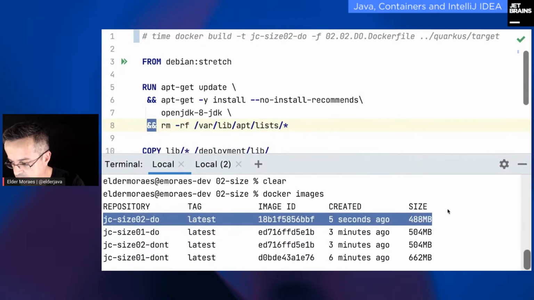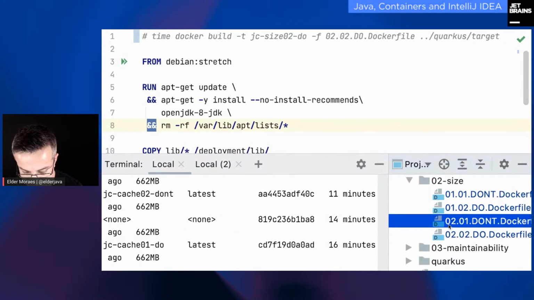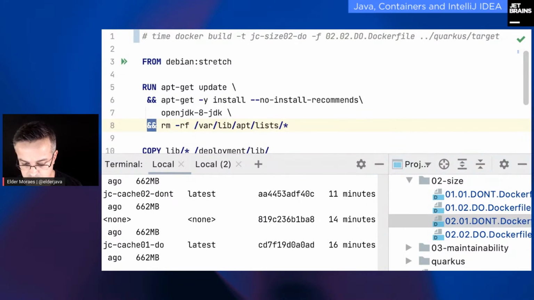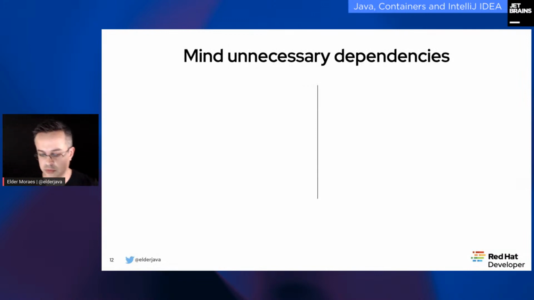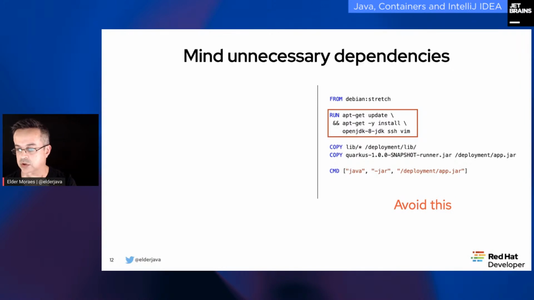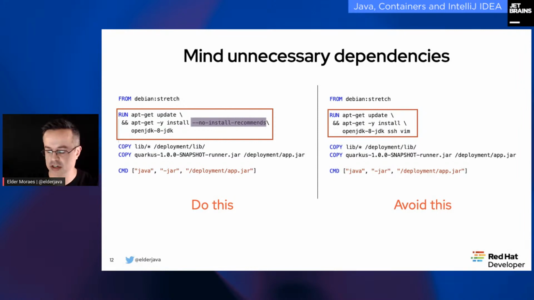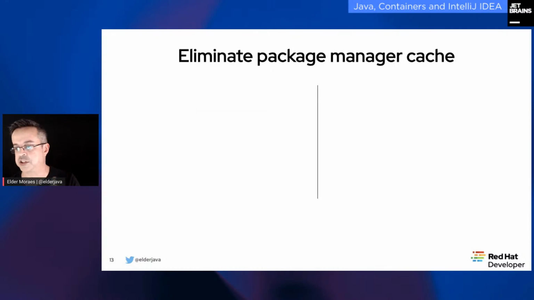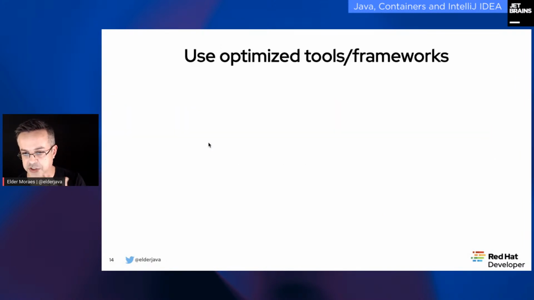Okay, let me check here. I have some more on the slides just to wrap up this part. To reduce image size, mind unnecessary dependencies. You should remove SSH, VIM, and whatever you don't need. Use no-install-recommends. Also, eliminate the package manager cache. Remove that folder that the package manager uses for caching.